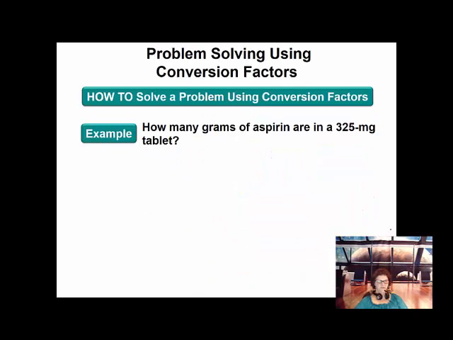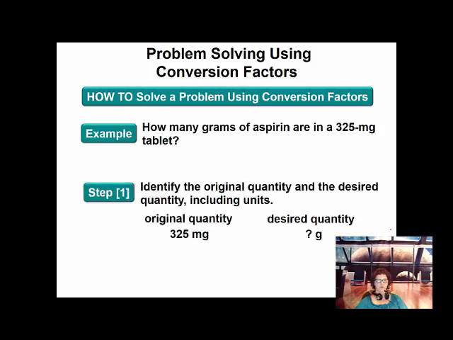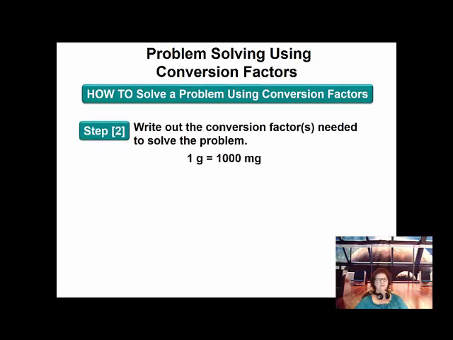So, step by step, how to solve a problem with conversion factors. The question is, how many grams of aspirin are there in a 325 milligram tablet? All right, so first of all, we figure out the original quantity was 325 milligrams. I want to have grams when I get done. So identify what you're given and then what you want. Then you figure out what is the conversion factor that's going to help me. I've got to go between grams and milligrams.